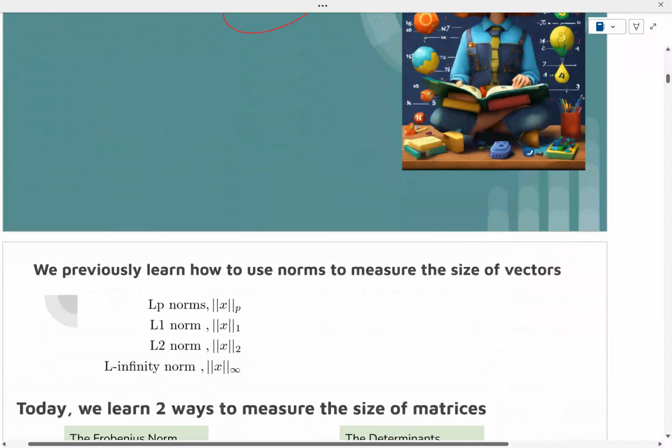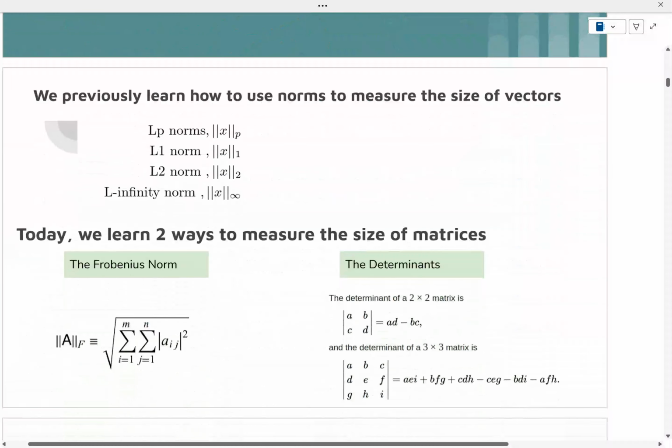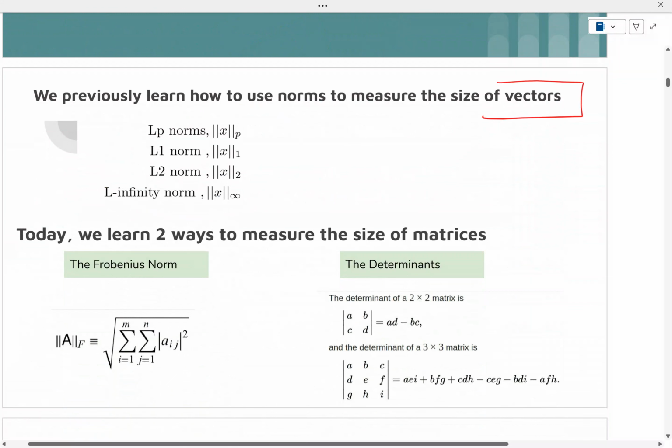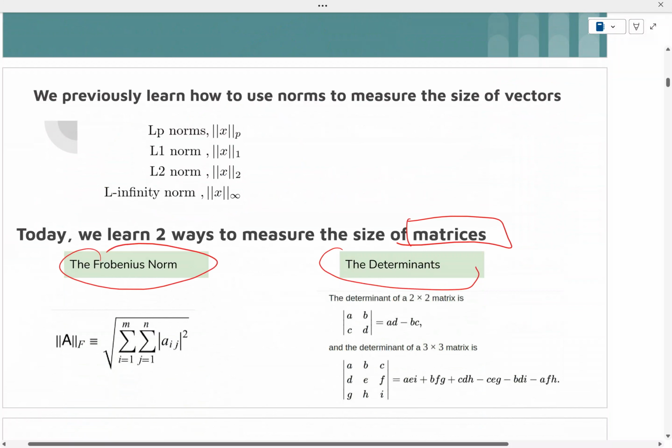Previously we talked about how to measure sizes for vectors, and we use norms, and that's the standard way. Today we're going to move on from vectors to matrices. How do we find matrix sizes? There are two main ways to do it. One is called the Frobenius norm, and another one is called determinants. And both of them are used quite a bit in various contexts.